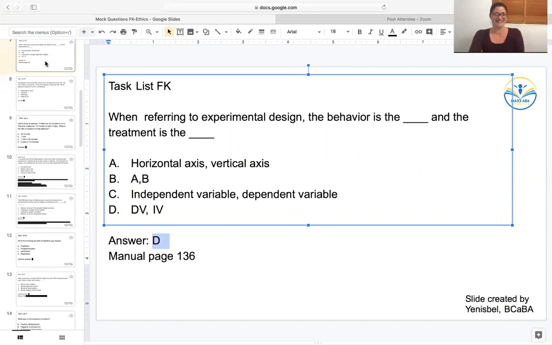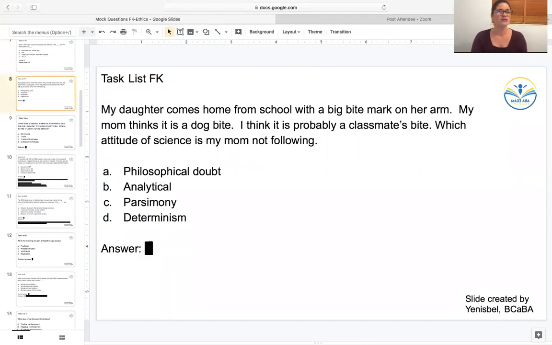Tonight we have a bunch of mock questions, so I want to get some volunteers to read the next one. Martin, go ahead, since you're so good at this. The daughter comes home from school with a big bite mark on her arm. My mom thinks it's a dog bite. I think it's probably a classmate's bite. Which attitude of science is my mom not following? A, philosophic doubt. B, analytical. C, parsimony. D, determinism.